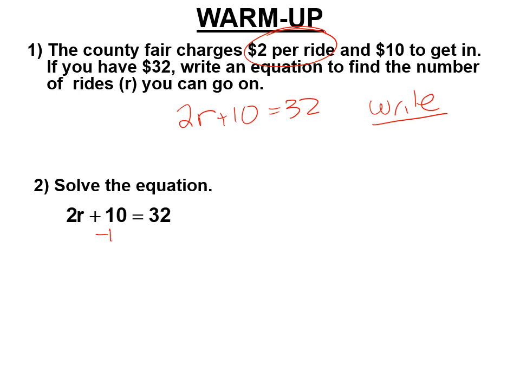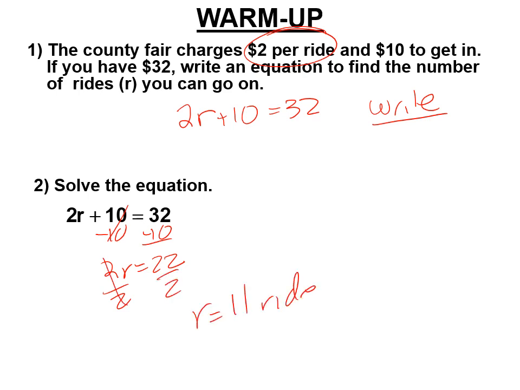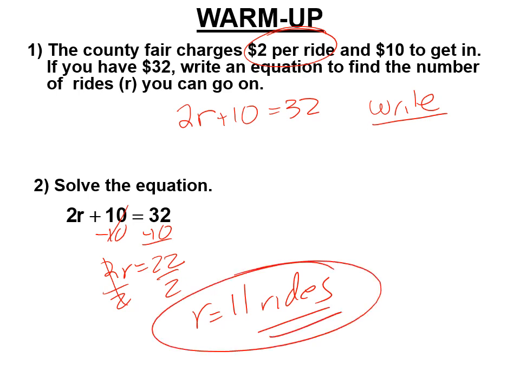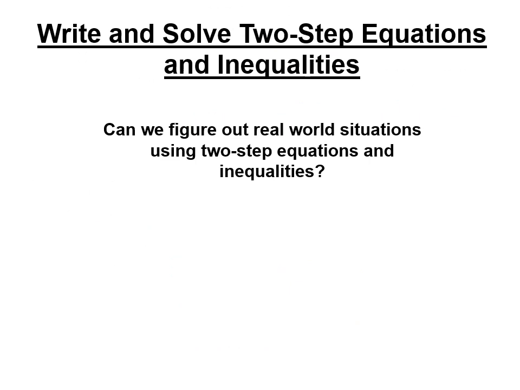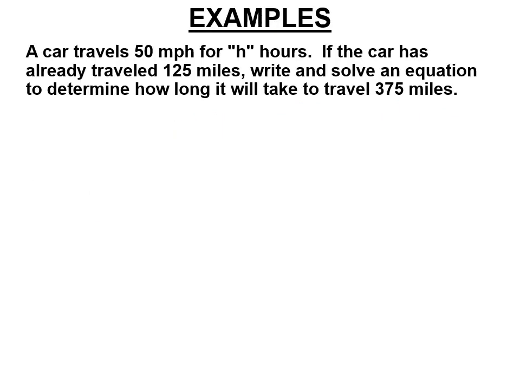Now this is called the solving, and you're finally going to do both at the same time. And so R equals 11 rides. Don't forget a word on your answers today, because they are word problems. All right, here we go. So we're just going to do a bunch of examples, right?